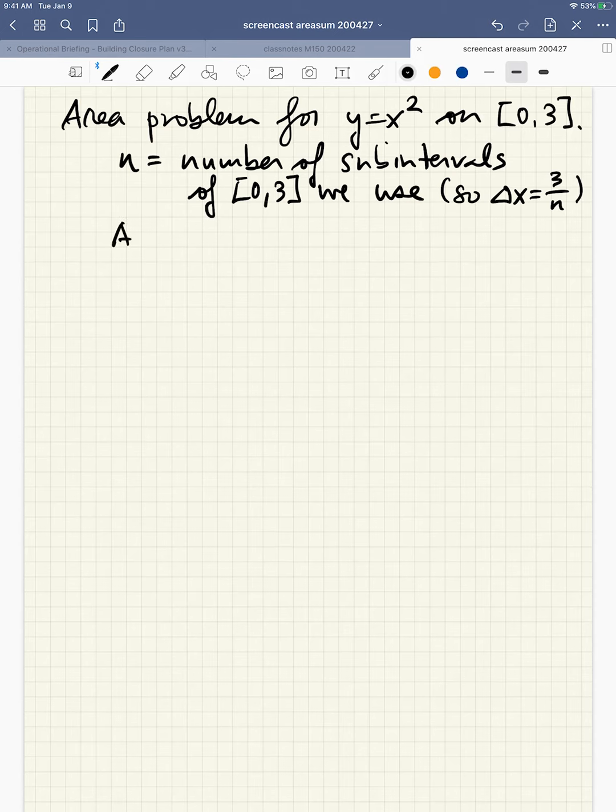And then I'm going to define A sub n. It's going to be a function that takes n as an independent variable, as an input, and outputs the area of n approximating rectangles.